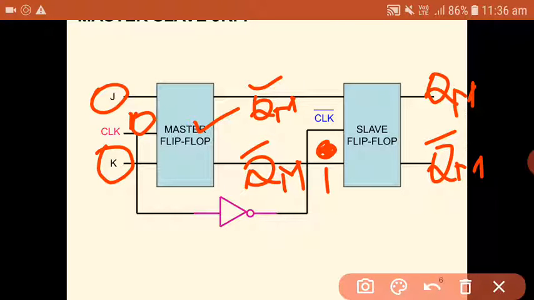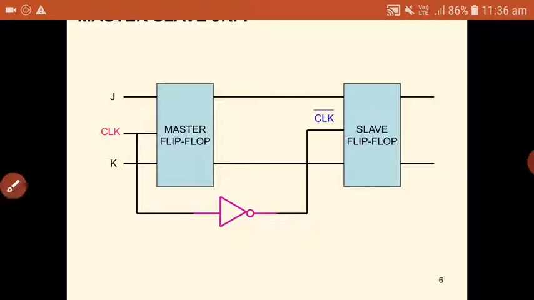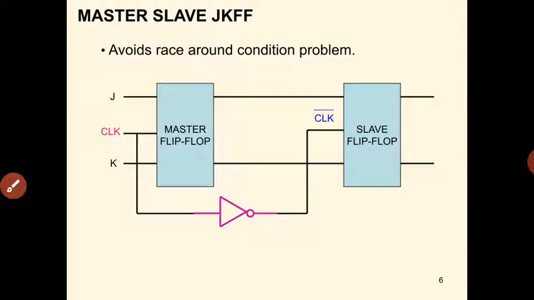So that means whenever clock is 1, then master will be active and slave will be inactive. Whenever clock is 0, then master will be inactive and slave will be active. So at a time, either master flip-flop or slave flip-flop will be active. So depending on that, you will be getting the output correspondingly. We will see further. So this circuit avoids the race around condition problem.